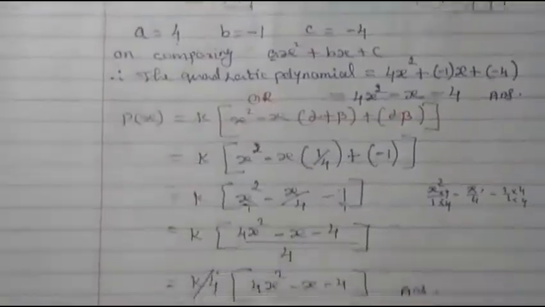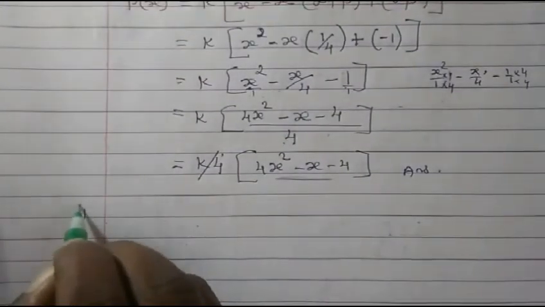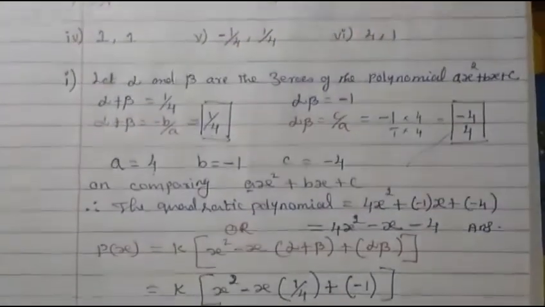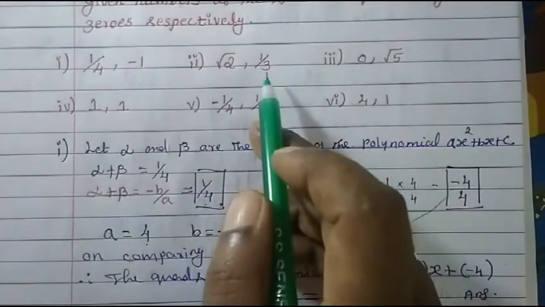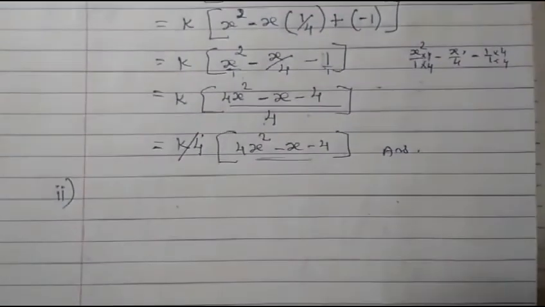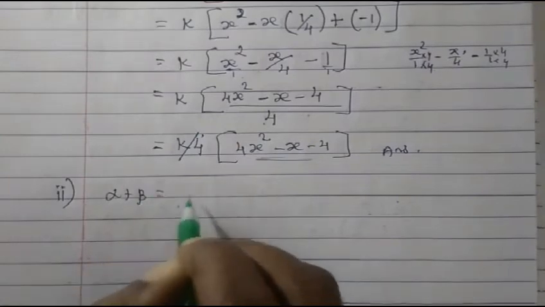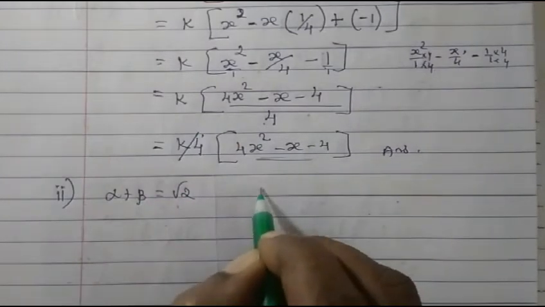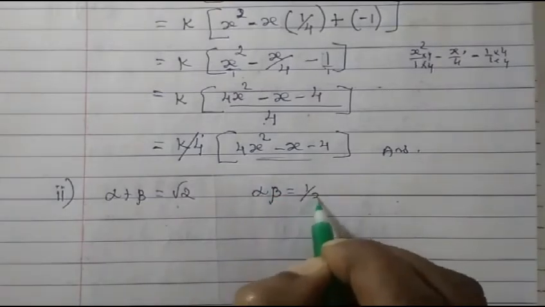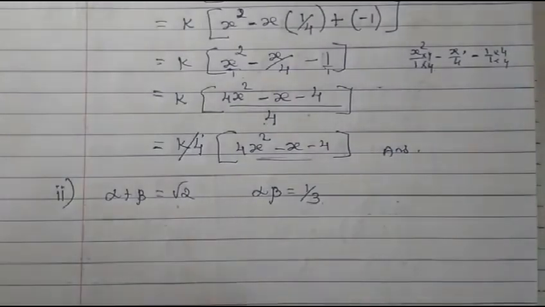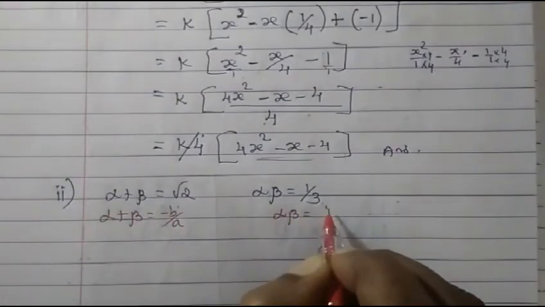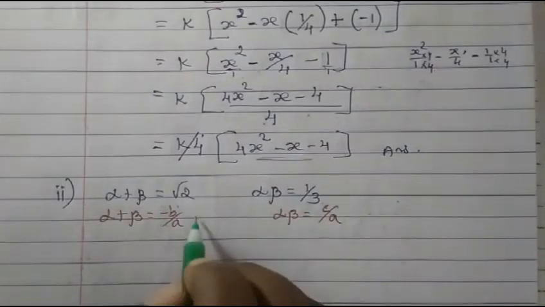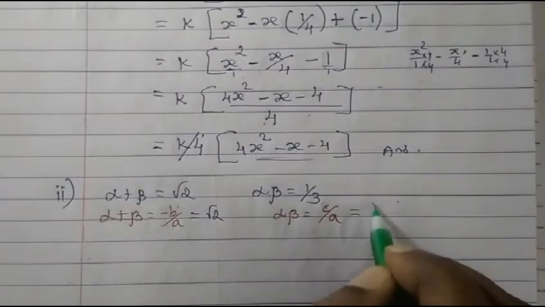So now let's see the second one. Second one is that the sum of the zeroes is root 2, and the product of the zeroes is 1/3. So sum of the zeroes is root 2 and the product of the zeroes is 1/3. So now we know that the sum of the zeroes is minus b by a and the product of the zeroes is c by a. So now this is given to us, what? Root 2. And this is given to us 1/3.